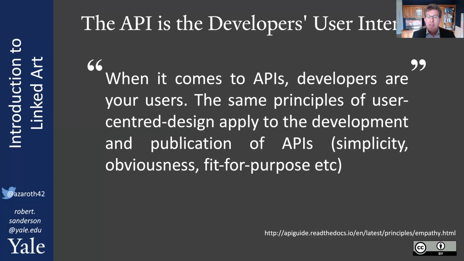Which means that we need to have consistent and easy to work with APIs. So here is a particular statement about APIs that I think captures the sentiment pretty well. When it comes to APIs, developers are your users. The same principles of user-centered design apply to the development and publication of APIs, such as simplicity, obviousness, fit for purpose, etc. E.g., we should be looking at our data not solely from the view of how precise is it and what research can it enable, or what preservation and description of objects can it enable, but how usable is it to actually do things with.